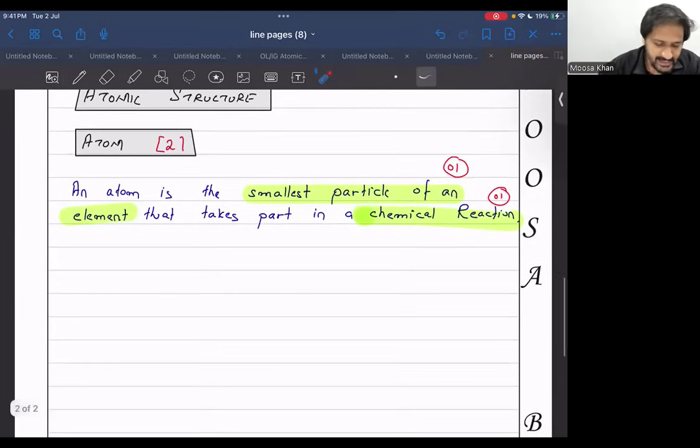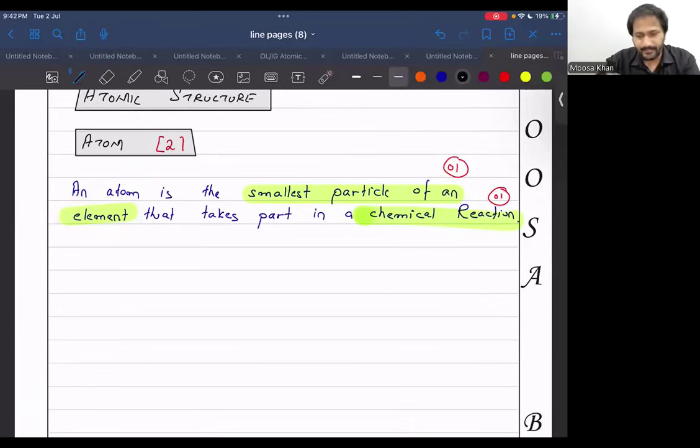Right? Now here in this definition, atom is the smallest particle of an element. Do you guys know the definition of an element? And can you differentiate between an atom and an element? ये भी एक important चीज है. जल्दी से मुझे element की definition बता दो. What is an element?